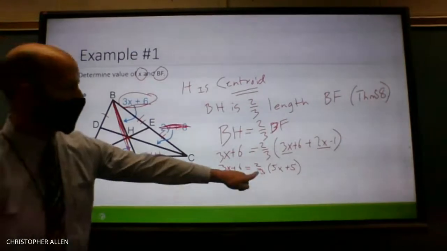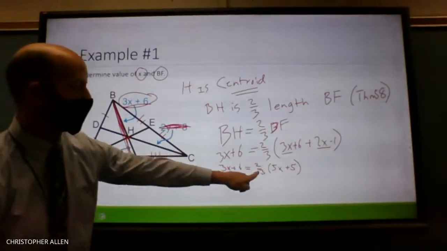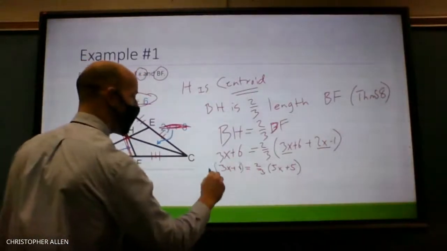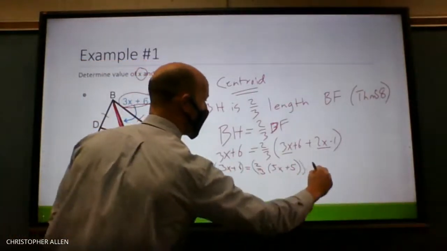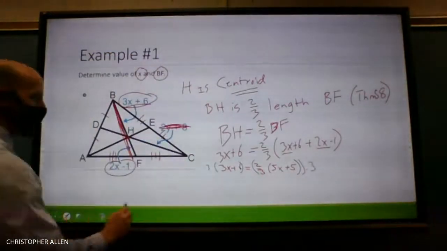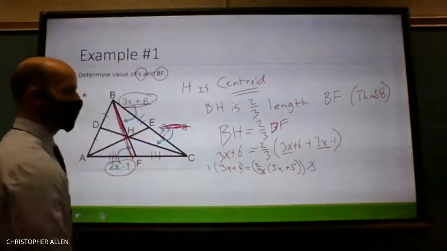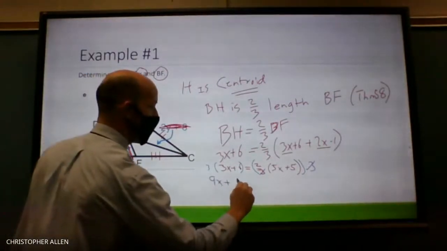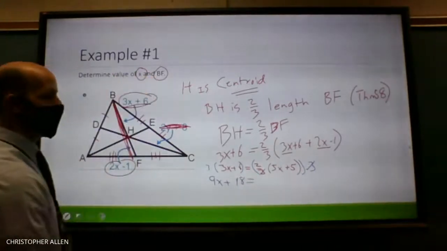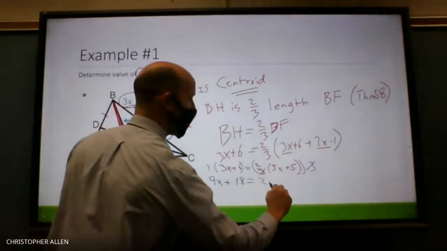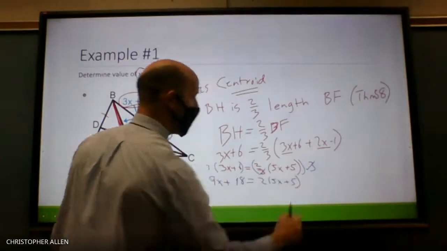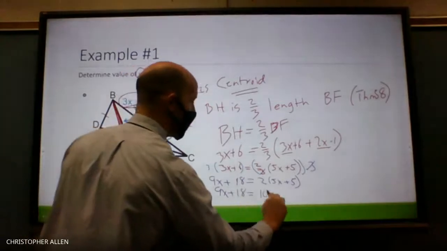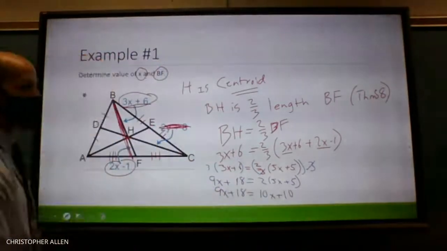Now I'd like to get rid of this 2/3 thing here. So let's multiply both sides by 3. I'll show that in, let's say, blue. I'm going to multiply this side by 3, and I'm going to multiply this side also by 3. The reason I'm doing that is that the 3 there will cancel with this 3 here. So that gives me 9x plus 18 using the distributive property, and then I'm going to get 2 times 5x plus 5 over here. So 9x plus 18 equals 10x plus 10 using the distributive property.